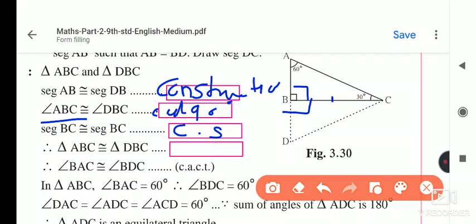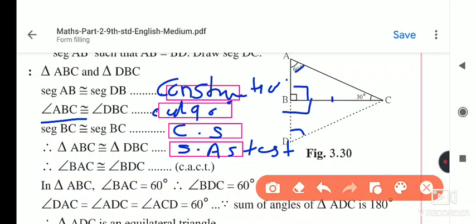Now triangle ABC is congruent to triangle DBC by which test? That is side angle side, the SAS test of congruency. They are congruent to each other. Once they are congruent, the remaining sides and remaining angles are also congruent. So here we have to take angle BAC congruent to angle BDC. First of all, all of you note this down, because when I cut this sign, what happens?